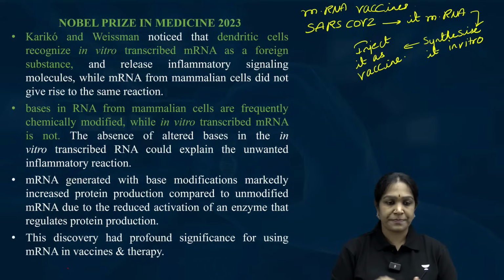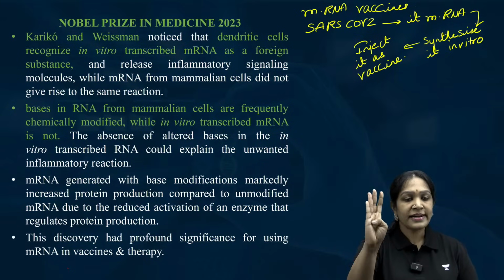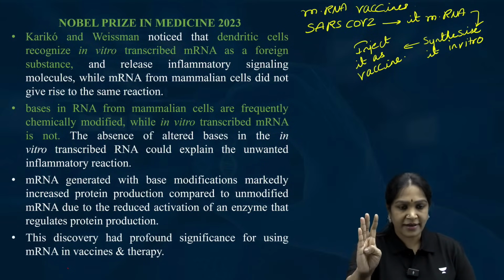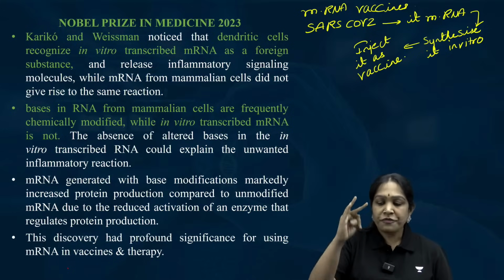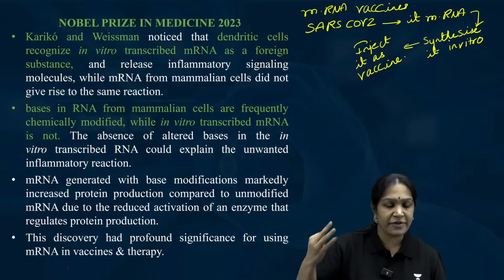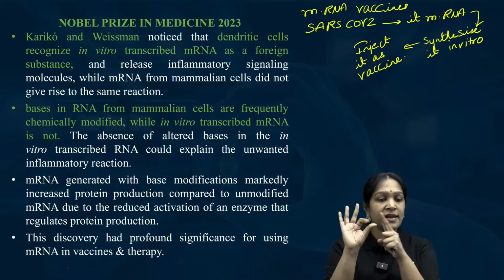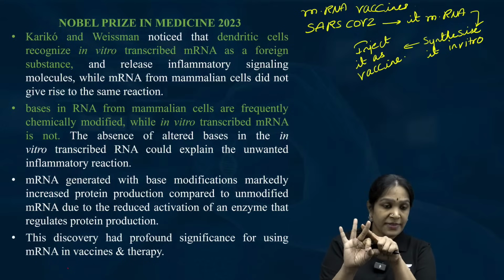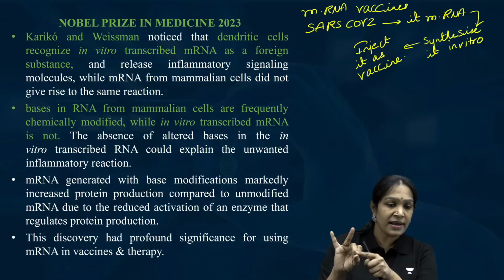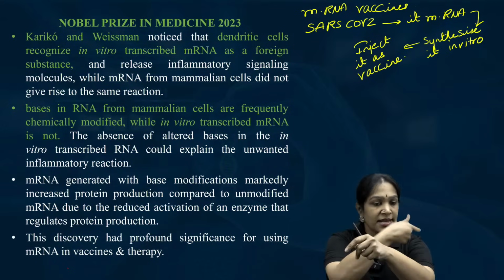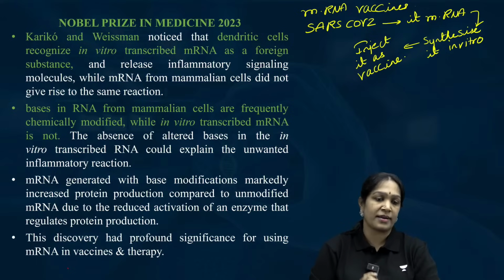Remember this step by step. Step 1, we isolated the mRNA from the coronavirus. Step 2, we synthesized it, we copied it. We made multiple copies of this mRNA in vitro, that is in the laboratory. Step 3, we injected this mRNA into the human body as an injection.